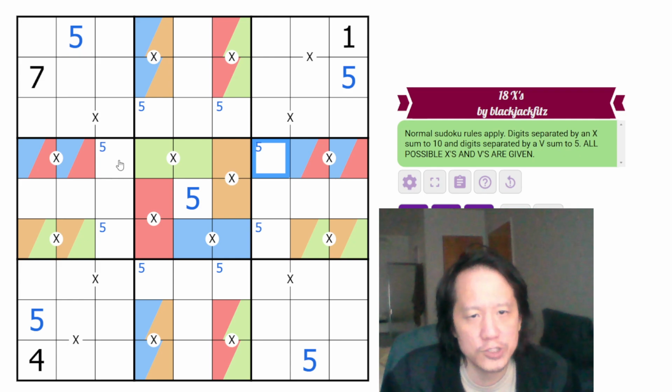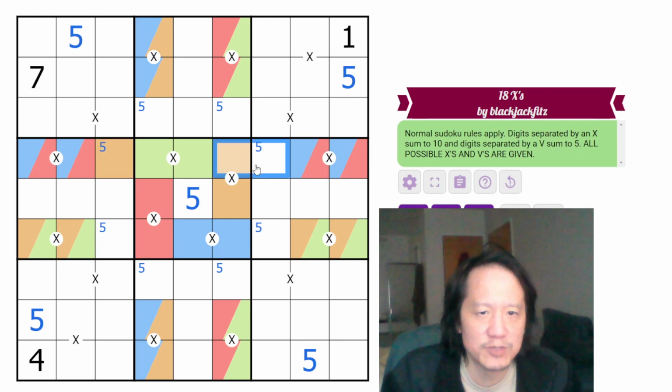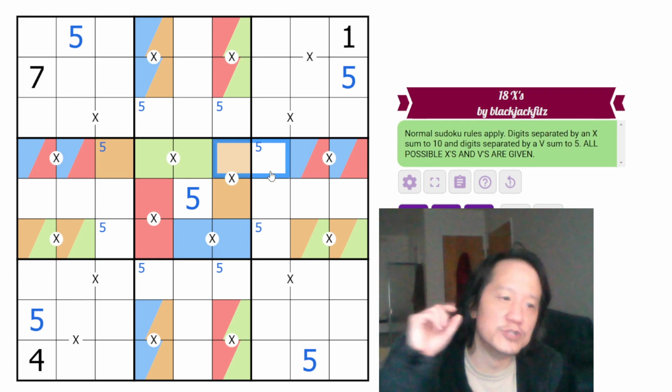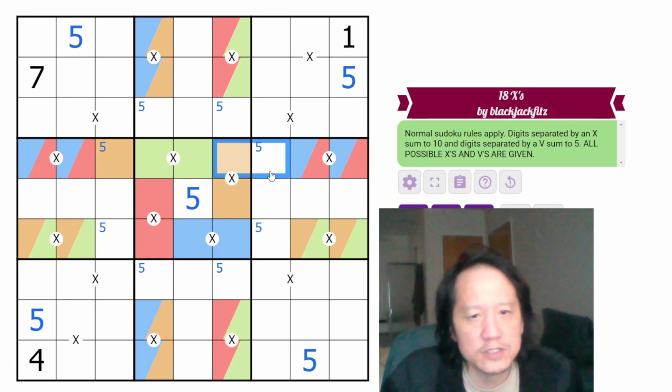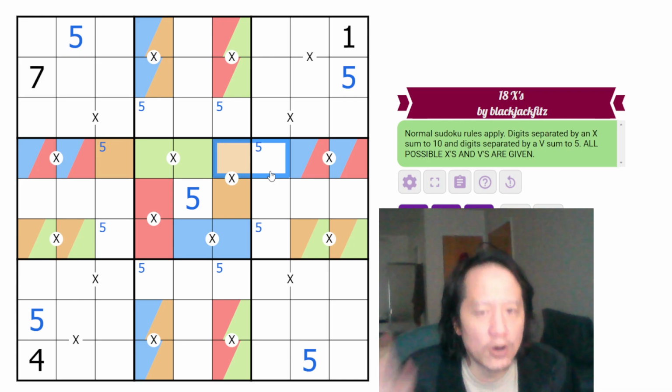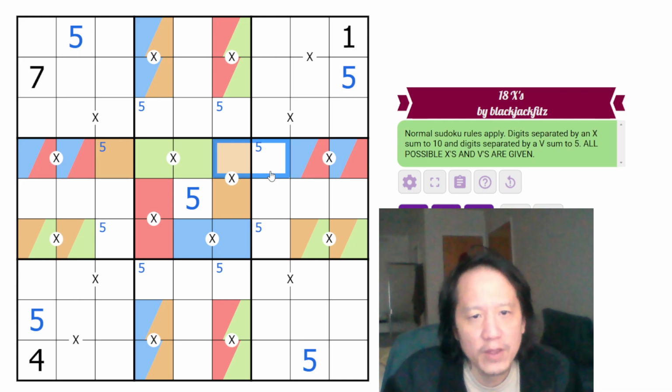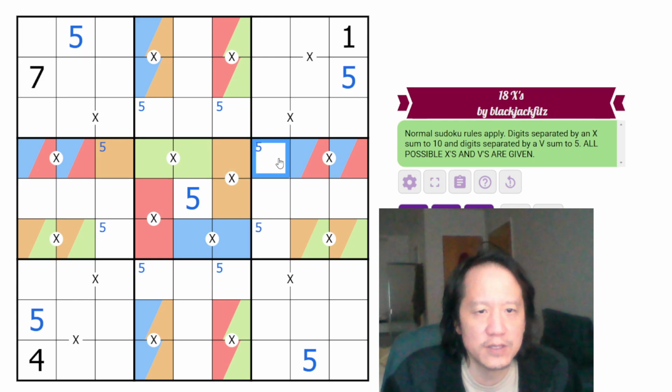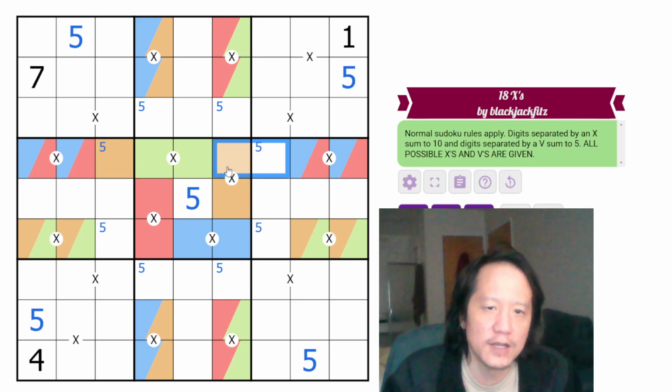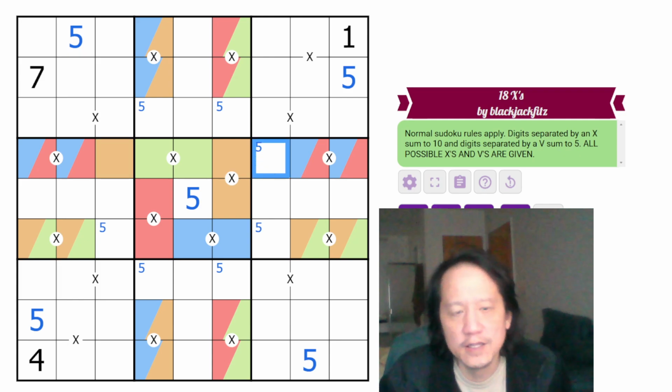Where is the orange then? The last remaining orange in row 4. It has to be here. Because again, if this were the orange and this were 5, this would have to have an X in between them. And that's how then you use negative constraints, right? Because negative constraints tells you that all possible X's and V's are given. So if you didn't have the negative constraint, this could have actually been the other orange. But since we do have the negative constraint, this can never be the other orange. So therefore, this must be the orange, which means it cannot be 5, which means this is a 5.